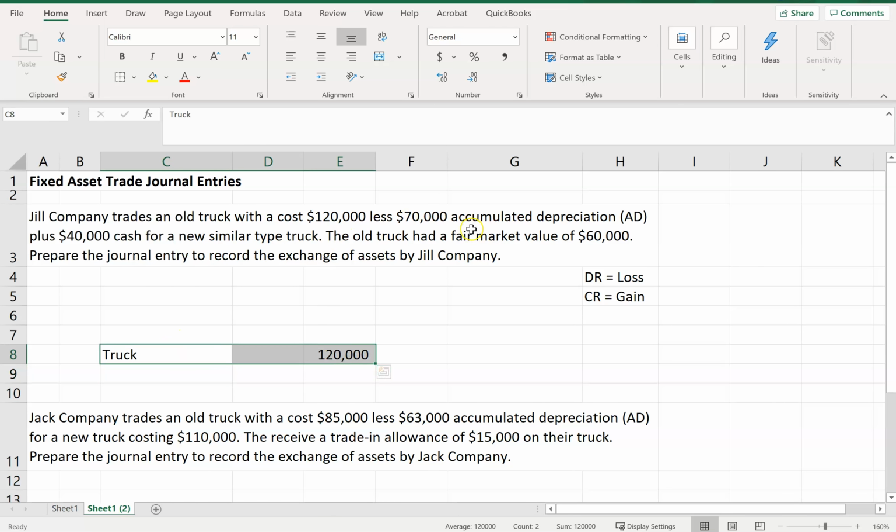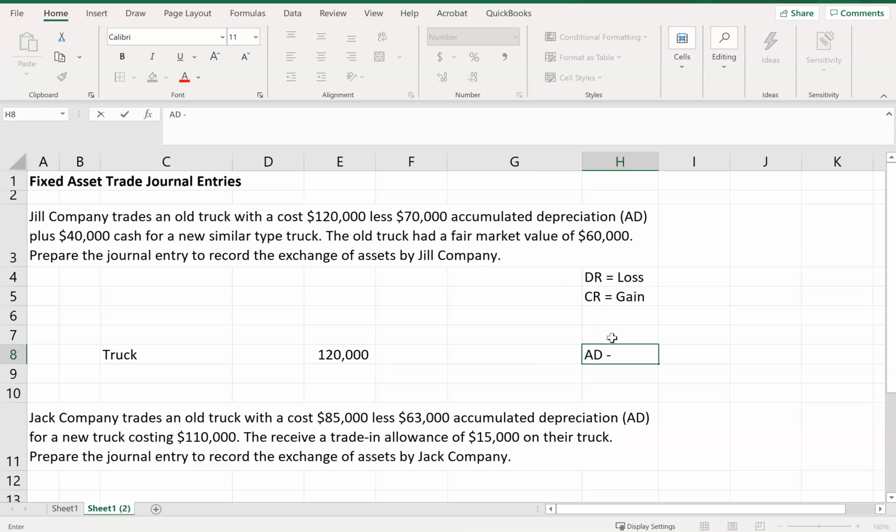Accumulated depreciation, remember, is a contra asset account. I'll just put that over here. So accumulated depreciation is a contra asset, so it works in the opposite way of an asset account. It increases with a credit. So to decrease it, we need to do a debit. So debit accumulated depreciation for 70.